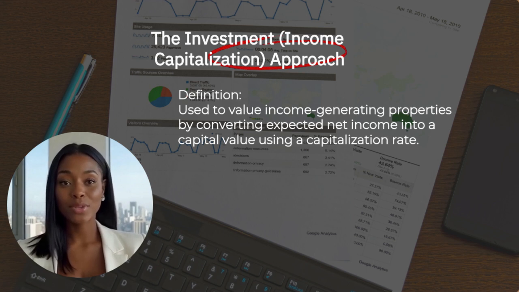Best used for office buildings, shopping malls, rental apartments, hotels and leisure properties, and industrial warehouses with tenants. Strengths. Forward-looking, reflects income-generating capacity, suitable for investors and financiers. Limitations. Requires reliable income and expense data. Selecting cap rates is complex and often subjective.